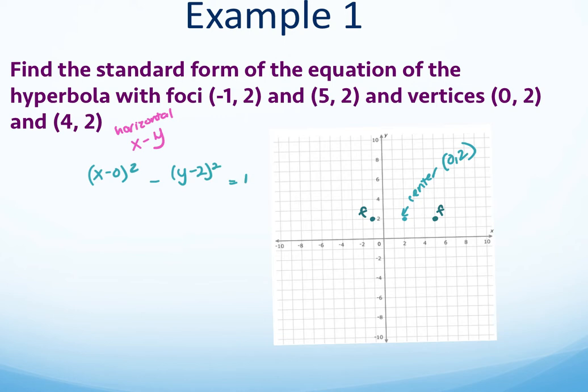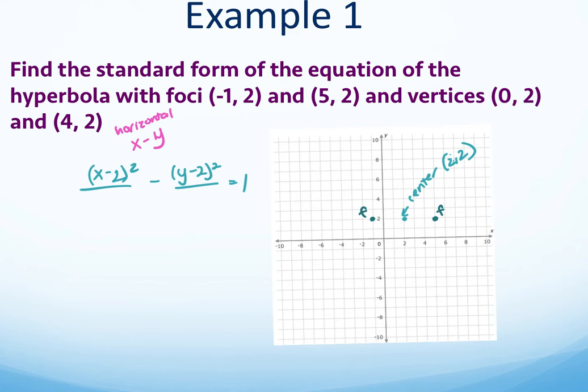Wait, 0, 0, 2. Ah, 2, 2. Wow. I was just making sure you're paying attention. Good job. 2, 2. I was looking at the vertices, I think. I don't even know how that happened. All right, 2, 2. So x minus 2 squared minus y minus 2 squared equals 1. I already have all of that.